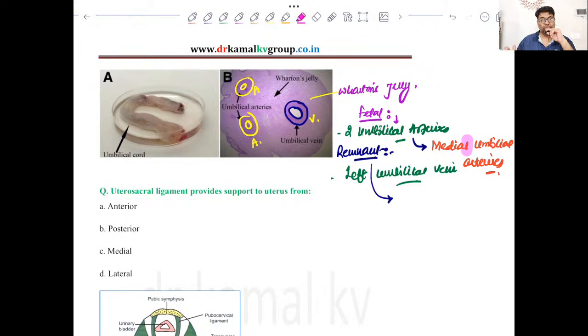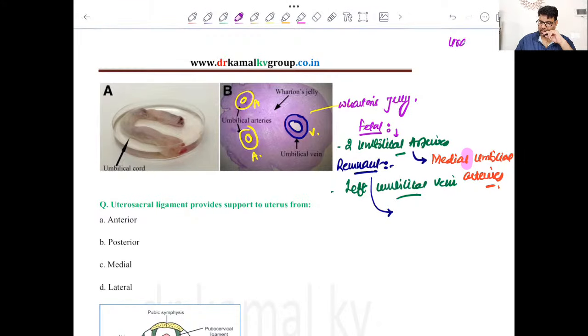Urachus, it persists as median, right? So that is also, and yes, I do agree that is slightly confusing. Urachus, it persists as median umbilical ligament, right? Yes, I'm sorry here, this is ligament actually, so this should be ligament. Okay, so this is ligament. Fine. So the only difference is here it is N and here it is L.